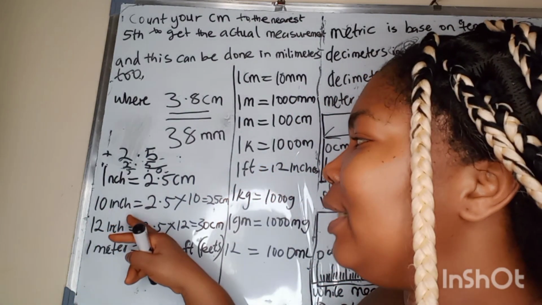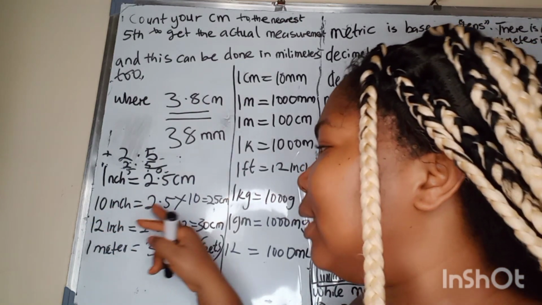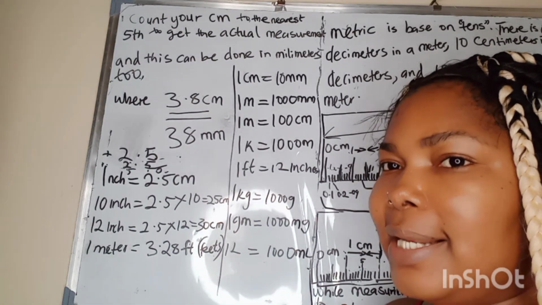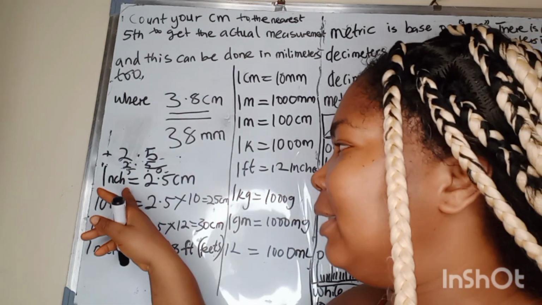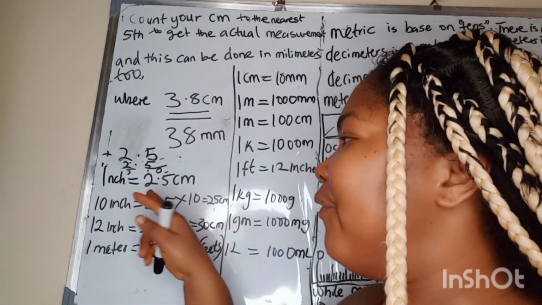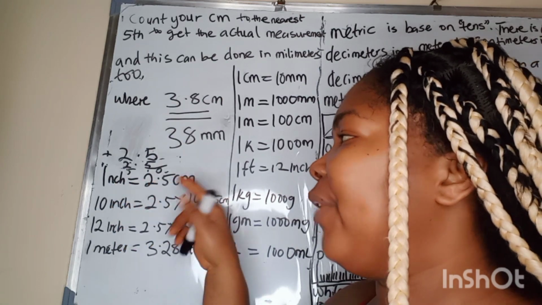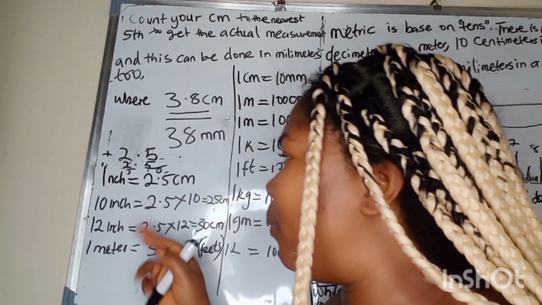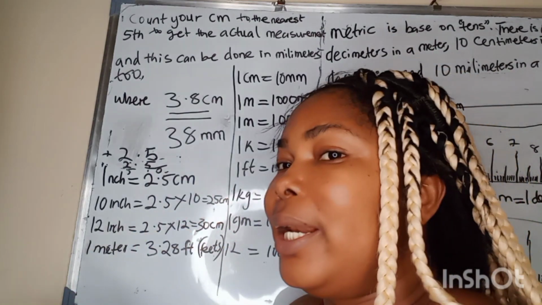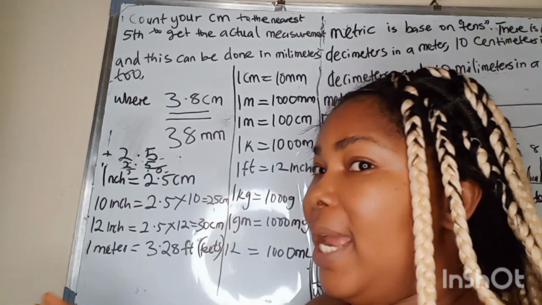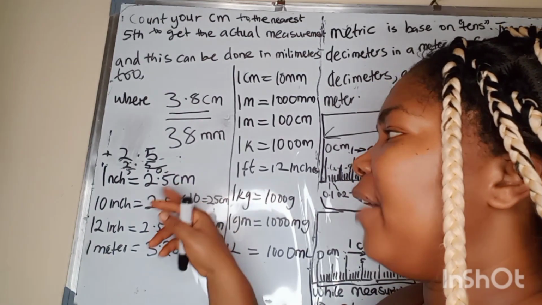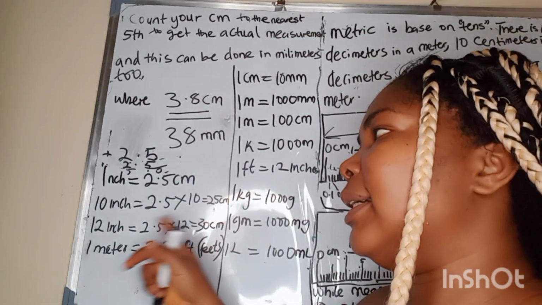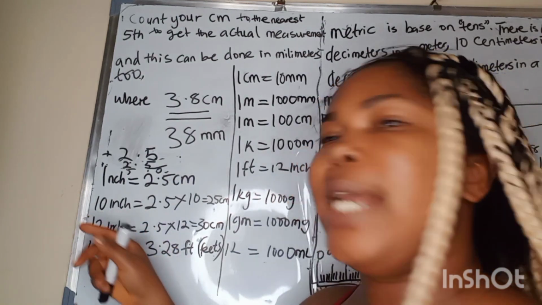So now 10 inches, you can actually say that 10 inches equals 2.5 times 10 to give you 25 centimeters. 1 inch makes 2.5 centimeters. 10 inches equals 2.5 times 10. So you multiply 2.5 by 10 to get the answer, and that is what is going to give you 10 inches.